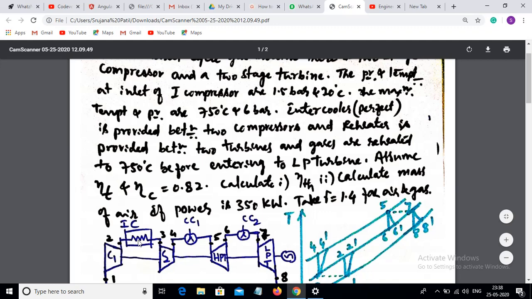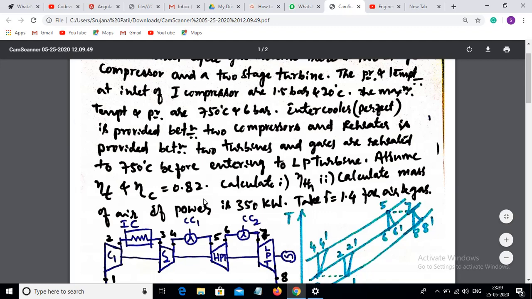The intercooler is provided between the two compressors, and a two-stage turbine. Two-stage turbine means there will be two turbines. The first turbine is the HP turbine and the second turbine is the low pressure turbine. The pressure and temperature at inlet of first compressor are 1.5 bar and 20 degrees centigrade. So the air enters the first compressor at a pressure of 1.5 bar and temperature of 20 degrees centigrade. The maximum temperature and pressure are 750 degrees centigrade and 6 bar.